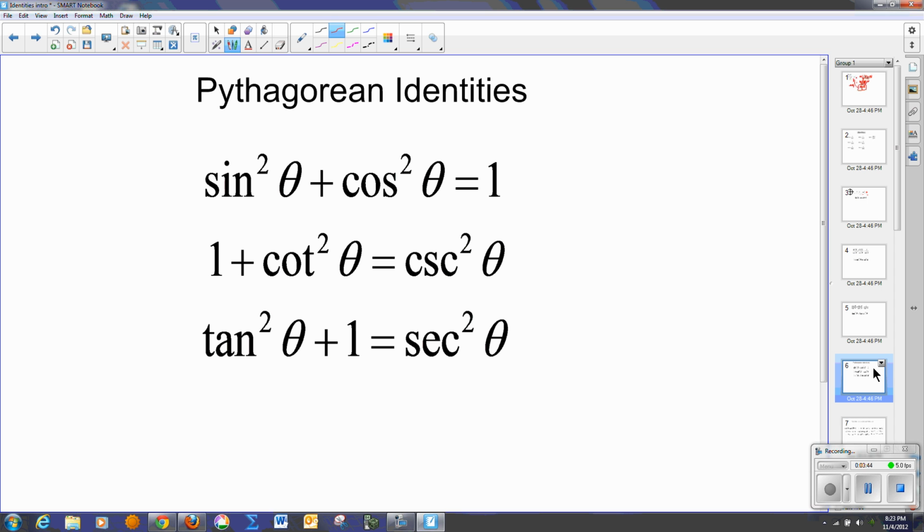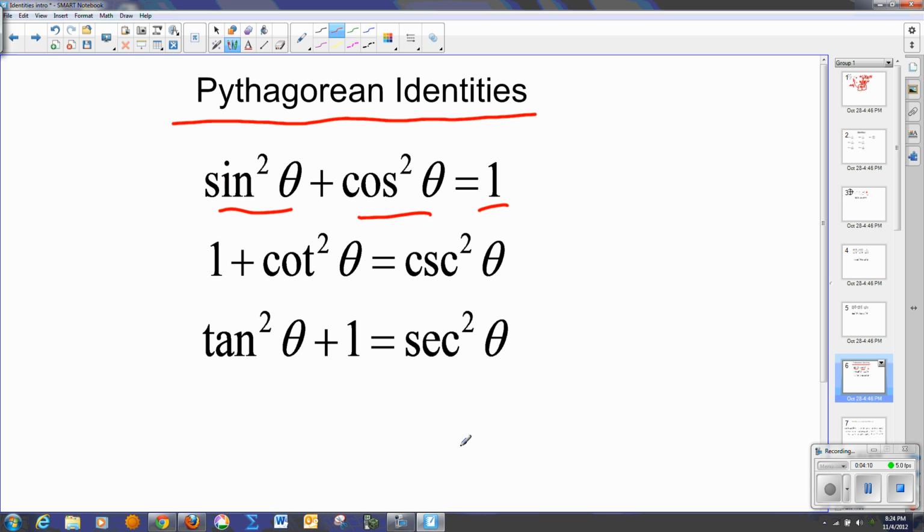After we get done with all these, we have what are called our 3 Pythagorean identities. These you need to know well. So we have our base, sine squared plus cosine squared is equal to 1. And then our other 2 that we got from dividing by sine squared or cosine squared each and every term. So 1 plus cotangent squared is cosecant squared, and tangent squared plus 1 is secant squared.